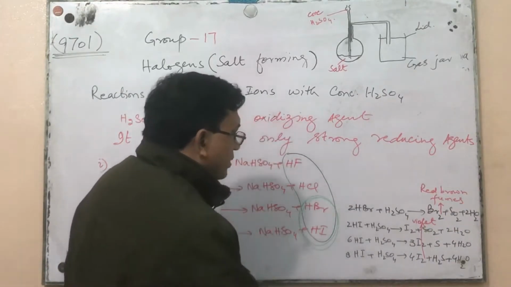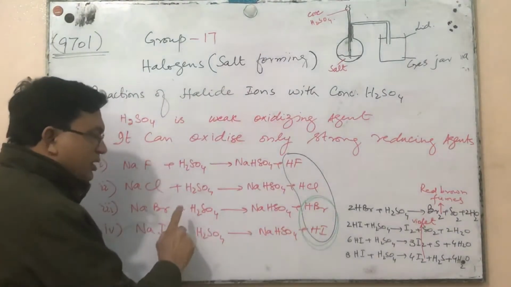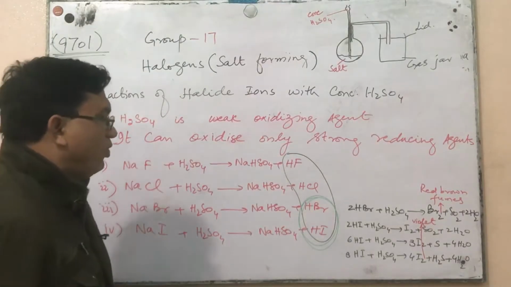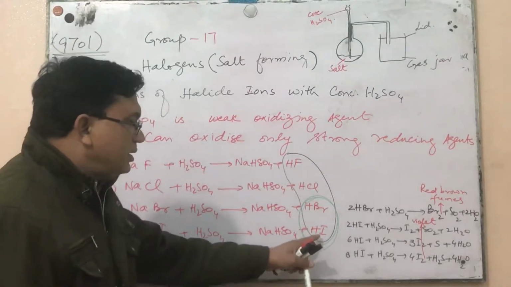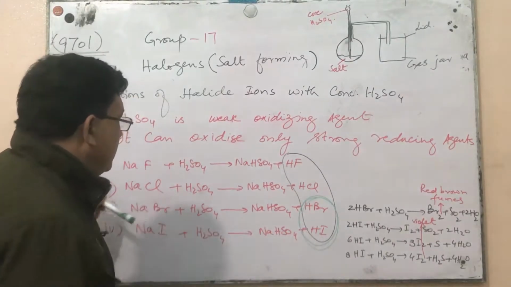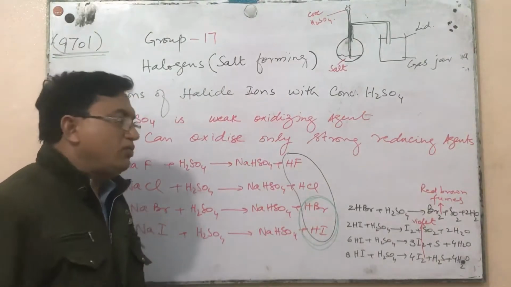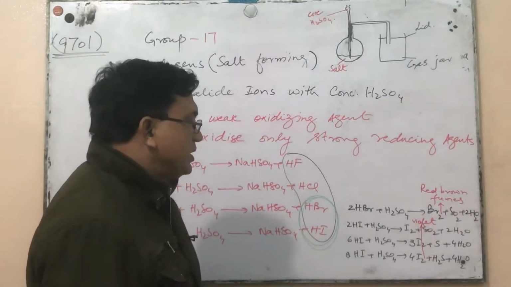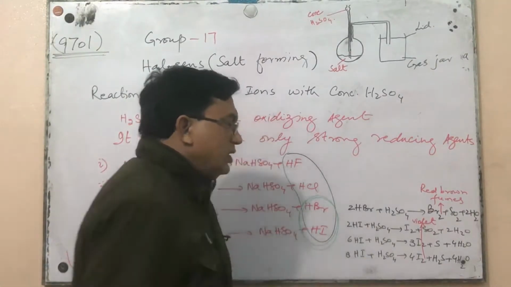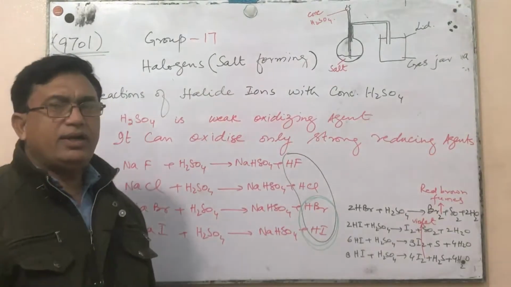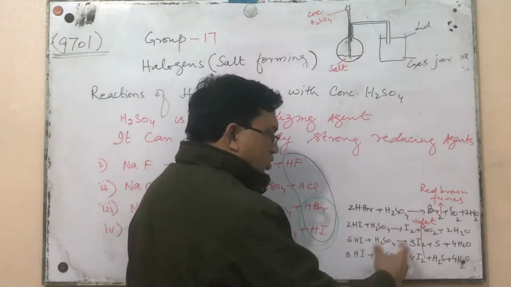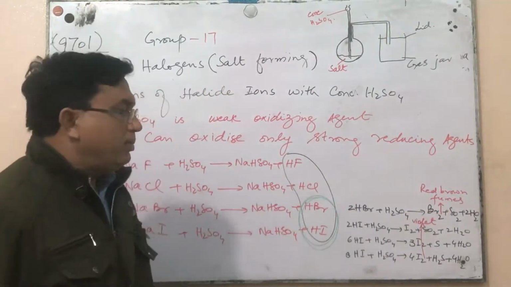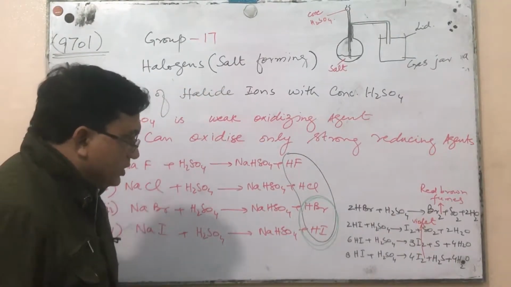That's why this method is not considered to be a good method for the preparation of HBr and HI, because these are strong reducing agents and they react with the concentrated sulfuric acid further as an oxidizing agent, and the further reaction takes place producing a variety of different byproducts. Those will contaminate all the gases we produce during this reaction.